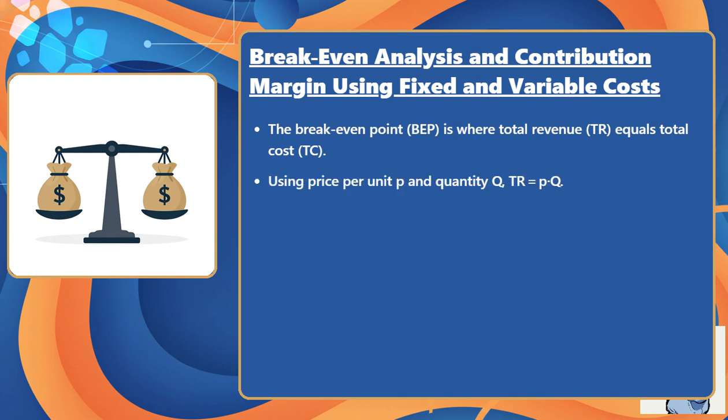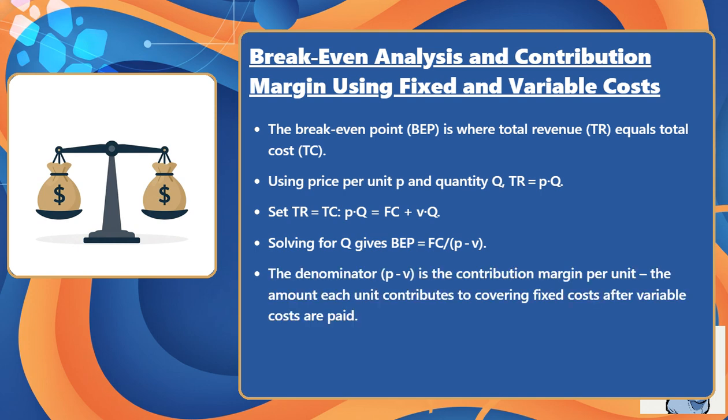The break-even point, BEP, is where total revenue TR equals total cost TC. Using price per unit P and quantity Q, total revenue equals P times Q. Set total revenue equal to total cost. P times Q equals fixed cost plus V times Q. Solving for Q gives break-even point equals fixed cost divided by P minus V. The denominator, P minus V, is the contribution margin per unit, the amount each unit contributes to covering fixed costs after variable costs are paid.